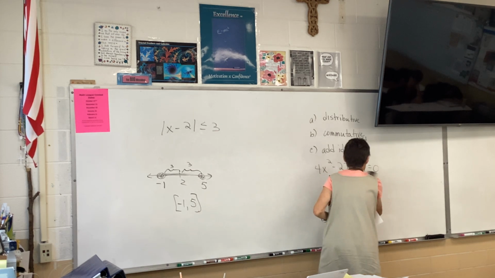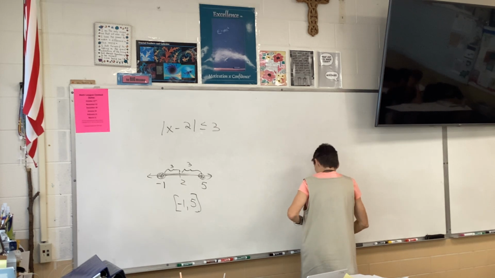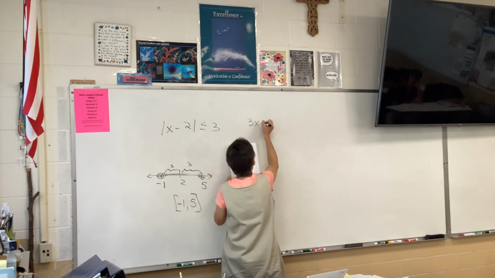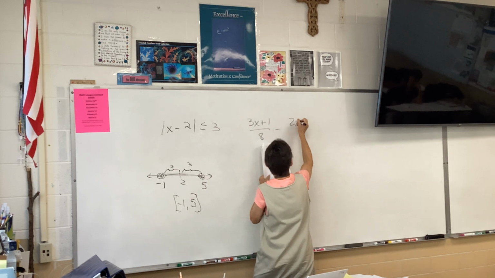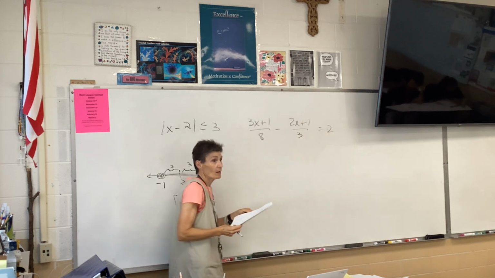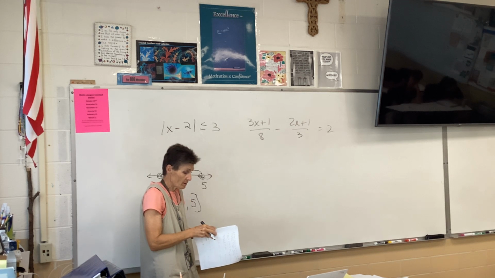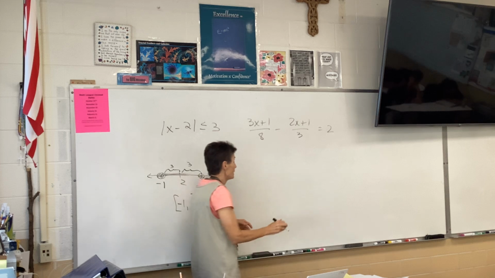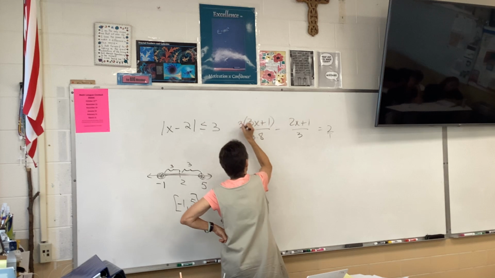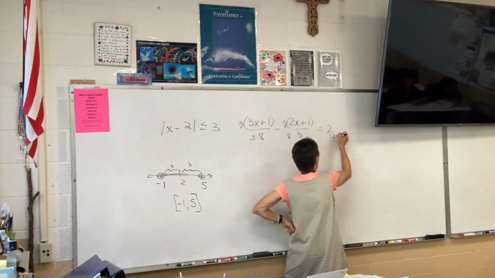Alrighty, what are you going to do with C? Find a common denominator. So 3x plus 1 minus 2x plus 1 equals 2. And what will our common denominator be? 24. So we're going to turn them all into 24s, including this one. So this one times 3. This one times 8. And this one times 24.